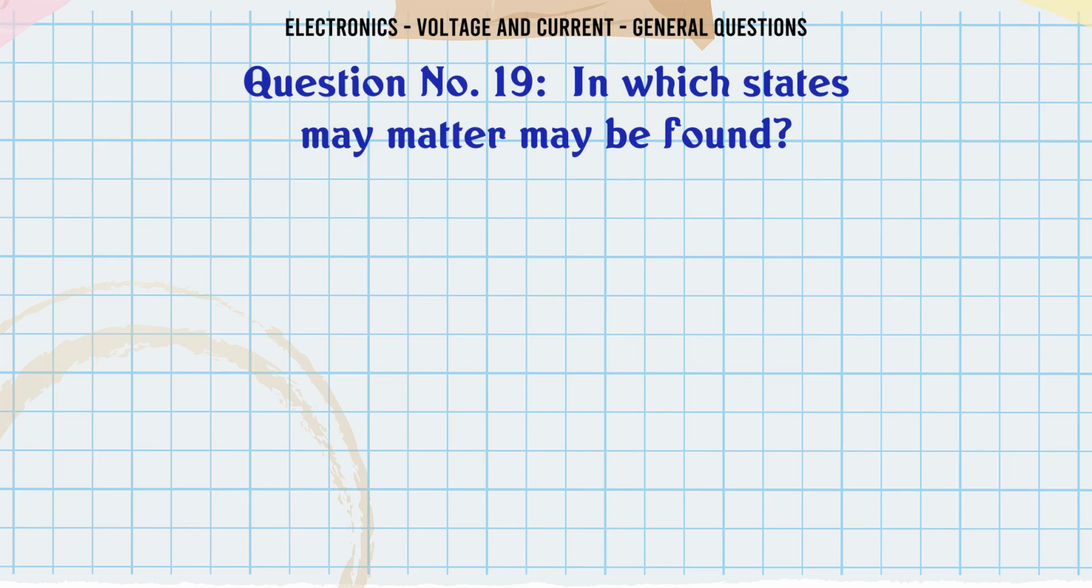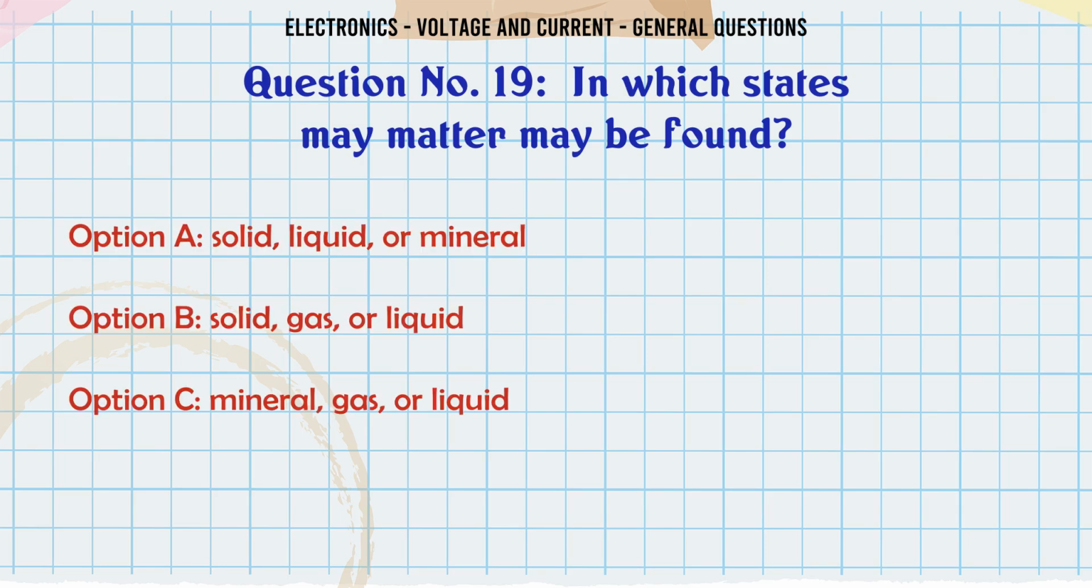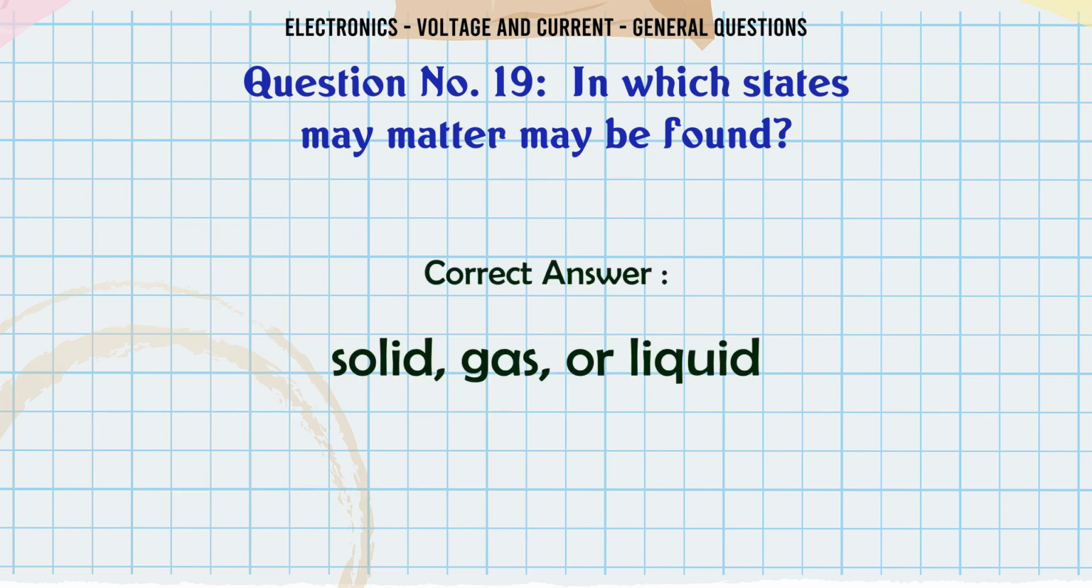In which states may matter be found? A. Solid, liquid or mineral. B. Solid, gas or liquid. C. Mineral, gas or liquid. D. Plastic, solid or gas. The correct answer is solid, gas or liquid.